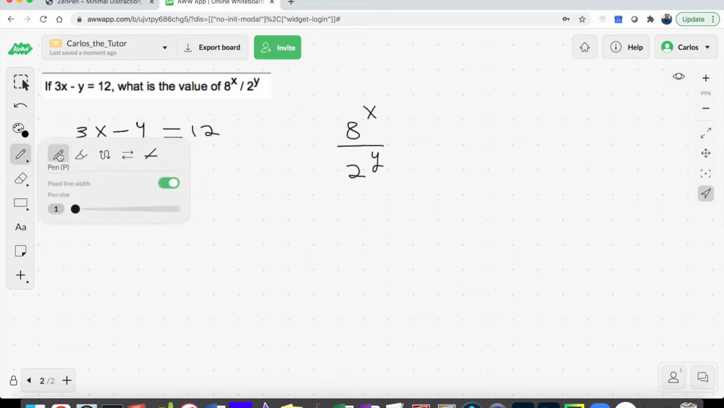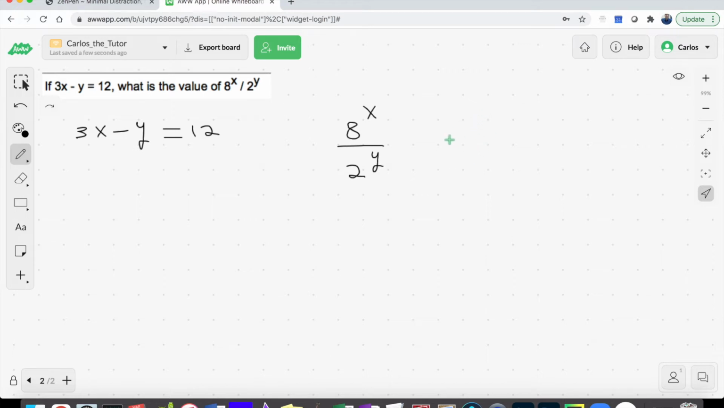I'm given two equations, actually not two equations. I'm given an equation here, and I'm given an expression here. This is a linear equation, 3x minus y equals 12. And this is an expression, 8 raised to the power x divided by 2 to the y. I'm going to try to simplify one of these and come up with an answer.